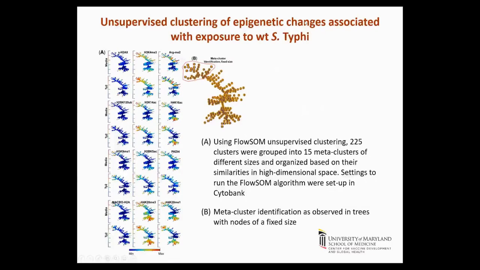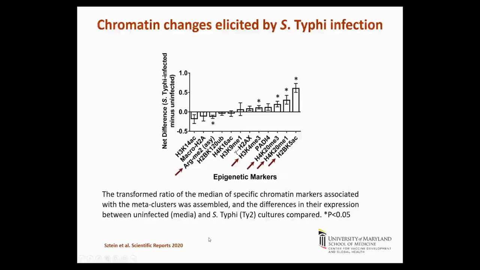In this slide, I am showing the supervised clustering of the epigenetic changes associated with exposure to Salmonella Typhi. And from the 225 clusters that we identified, the data was grouped into 15 meta-clusters and organized based on their similarities in high-dimensional space. And these studies were performed using the Chromosome algorithm and Cytometry. And these are, of course, identification in trees with nodes at the same sites.